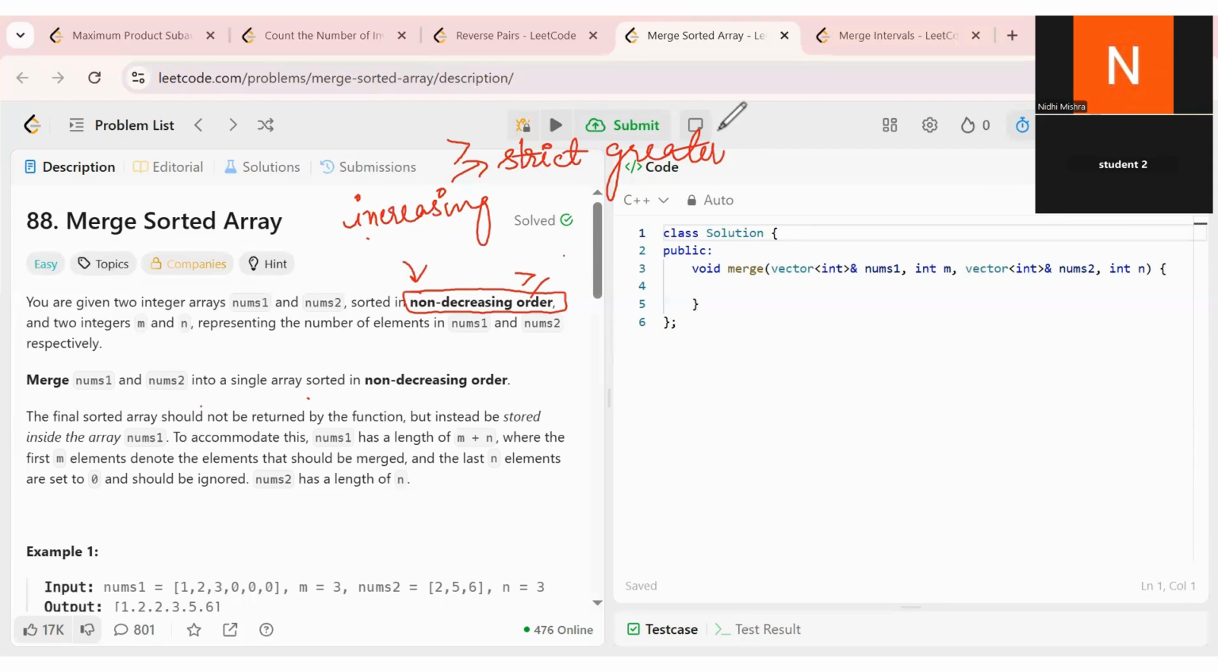Yes. So here we have two integer arrays which are sorted in non-decreasing order, and we have to merge them. The final result will be a sorted one. This is part one, what we want to do. Then there will be a part two also. So how can we do this question?